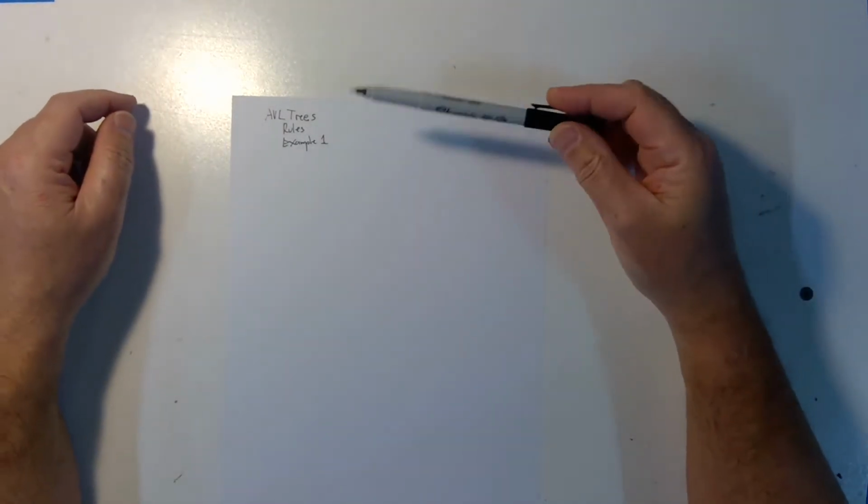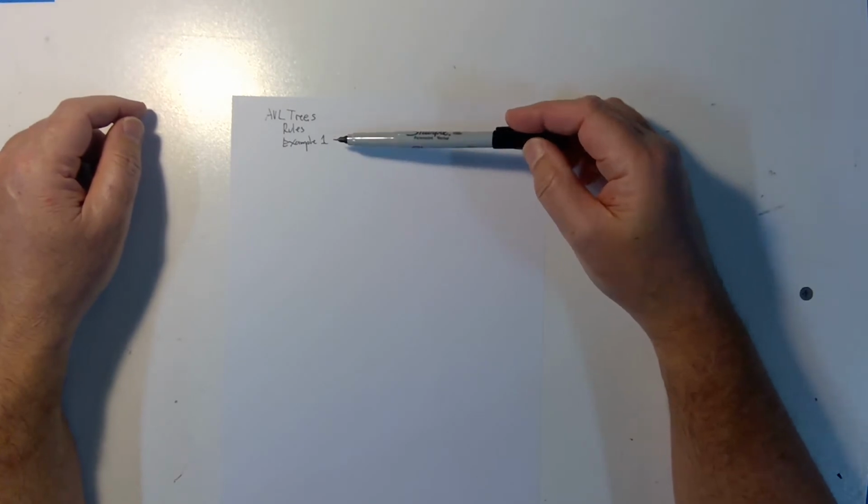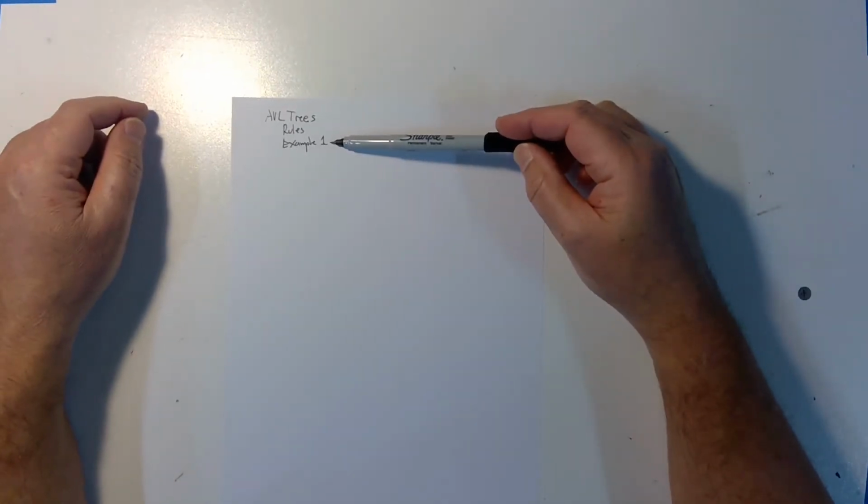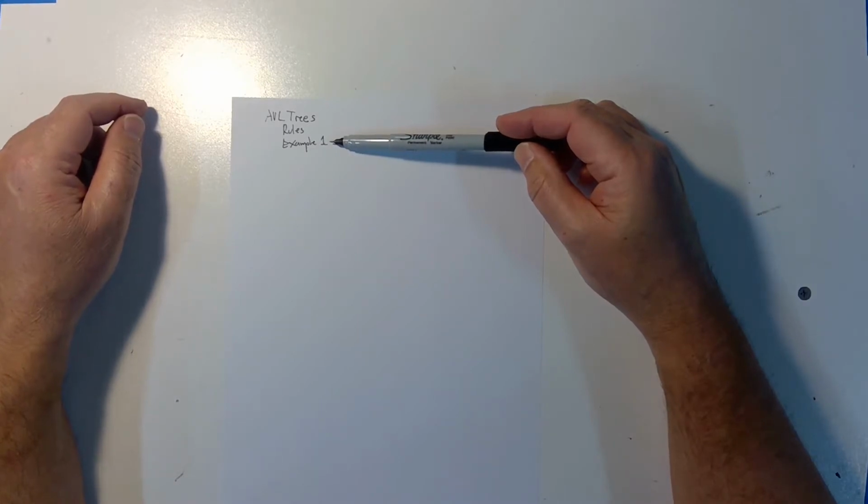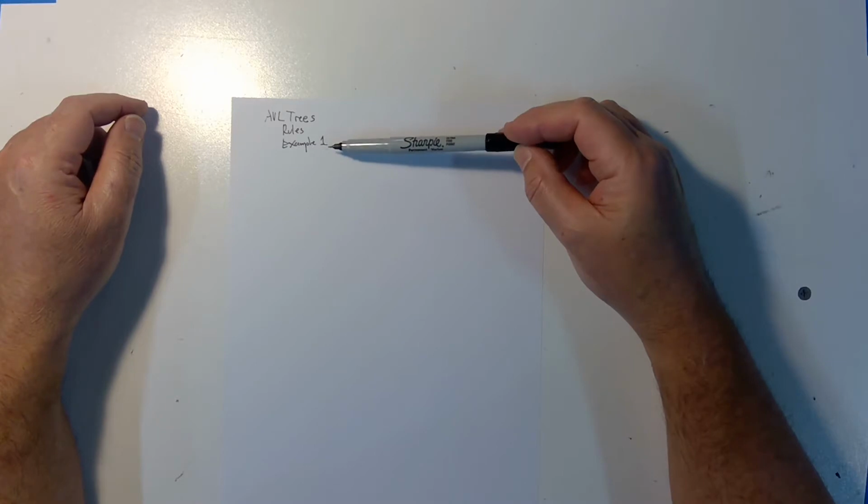This video is about AVL trees. We're going to go through the rules, and then I'm going to do example 1, which is posted. It's the output of a program I wrote many years ago. So it's not as easy to take a look at that posting.